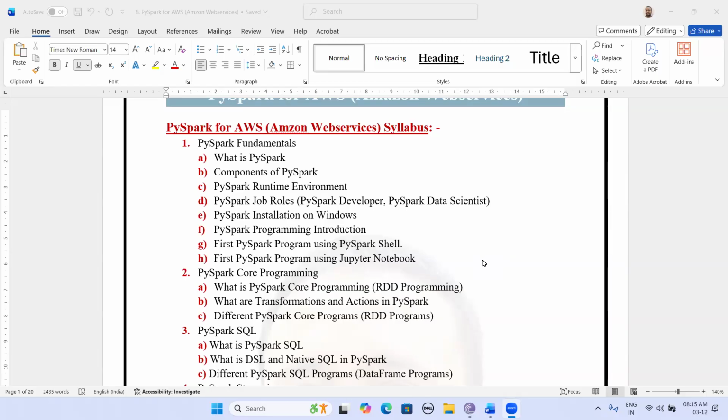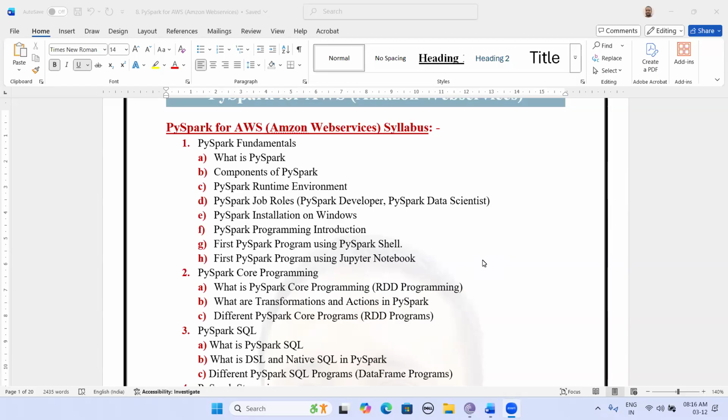Then we are going to understand what are different PySpark job roles available in the real world. We have PySpark developer and PySpark data scientist. And what are expectations for PySpark developers? What are expectations for PySpark data scientist? And then we are going to discuss PySpark installation on Windows operating system.